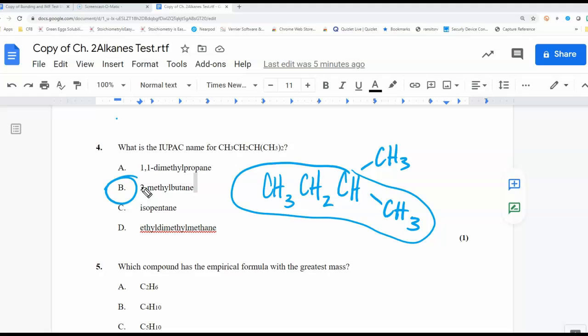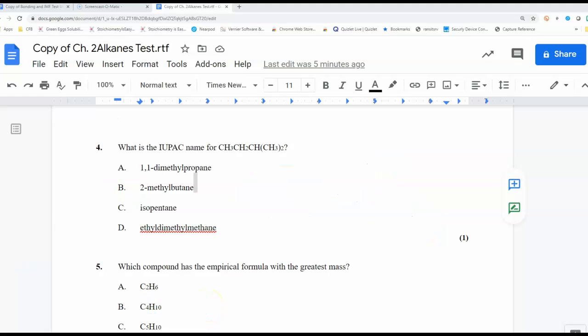And then which compound has the empirical formula with the greatest mass? So this one, you have to reduce all of them to their empirical formula. So I end up with CH3, and then I have C2H5, and then I have CH2, and then I have CH, and the greatest mass is going to be the one with the most carbons and hydrogen. So B was our correct answer there.